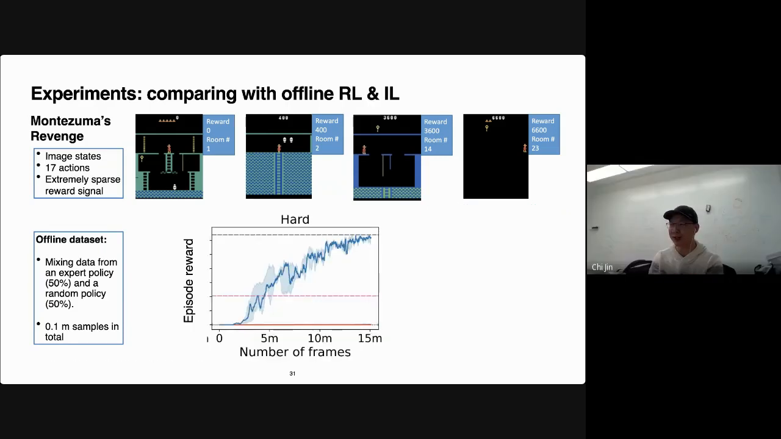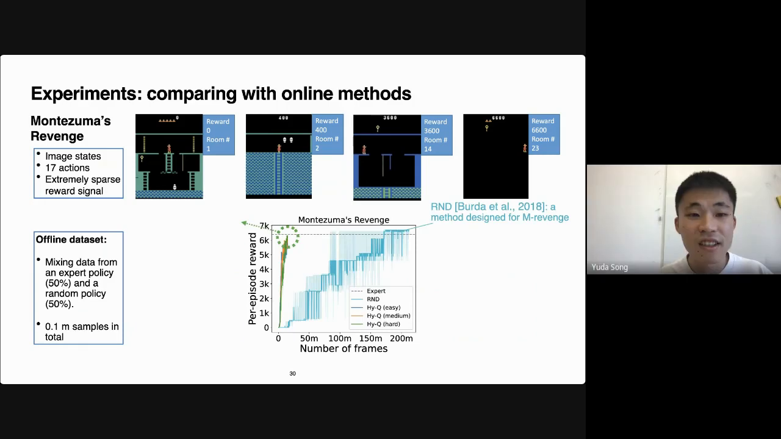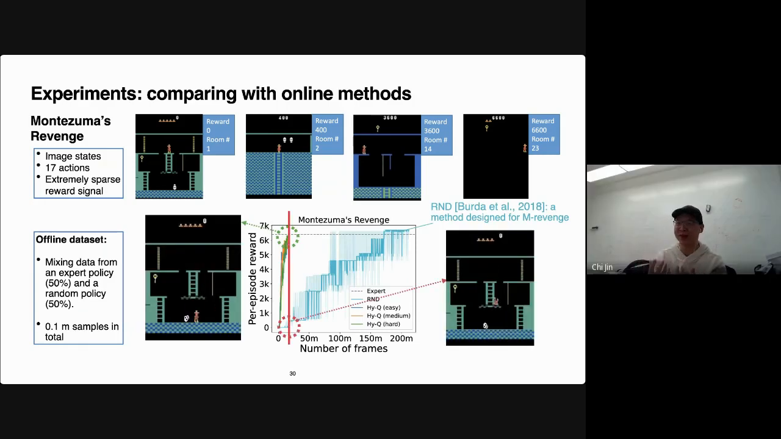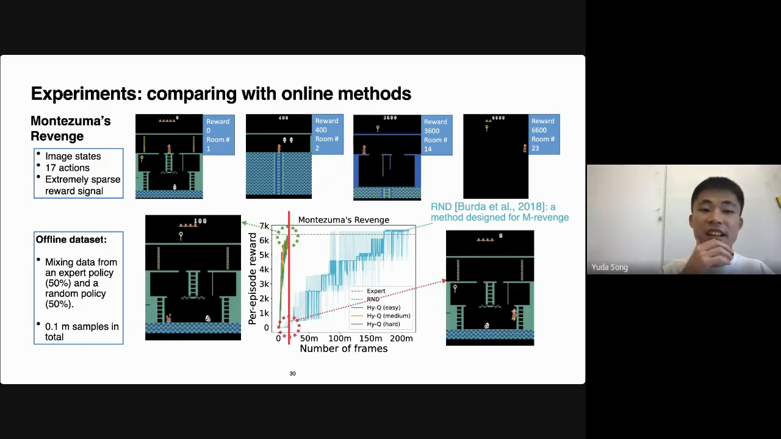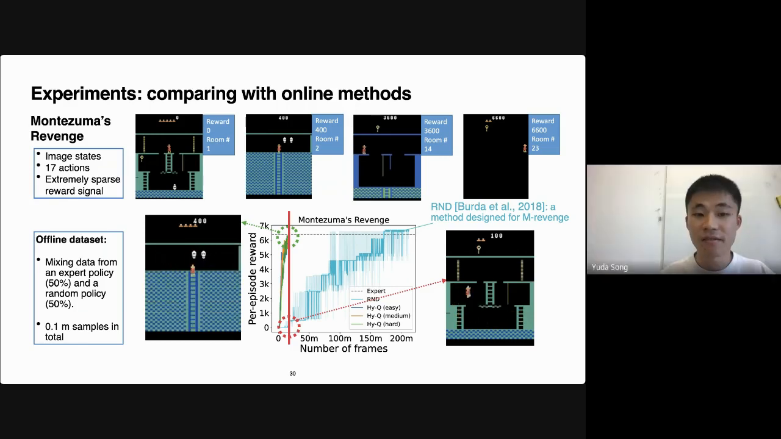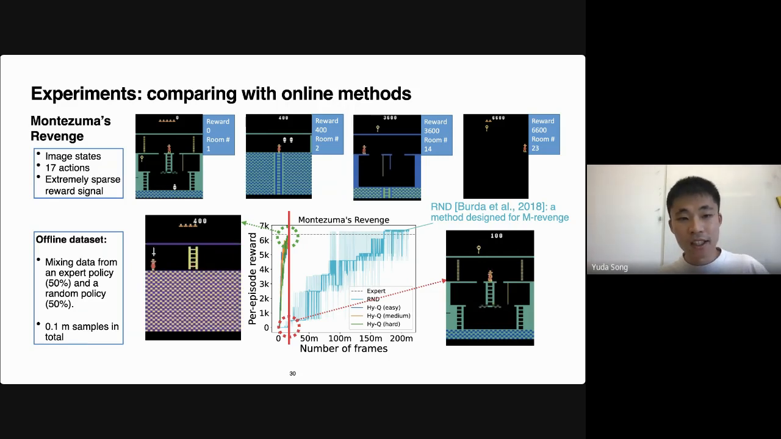And how do you get those data? It seems the data quality matters a lot, right? Yes. In our specific experiment, we did a 50-50 mix from an expert policy and a random policy. For Montezuma. Yes. Okay.